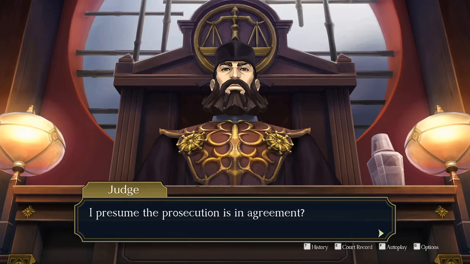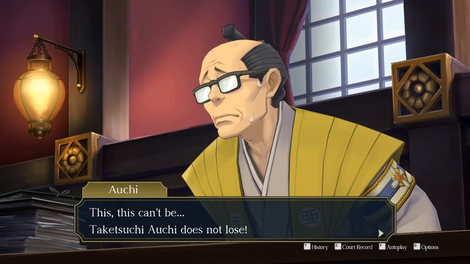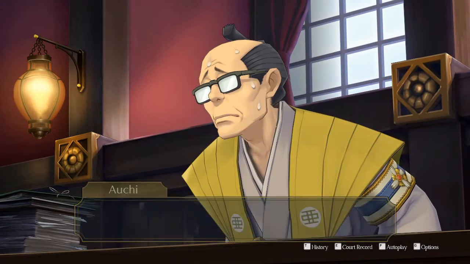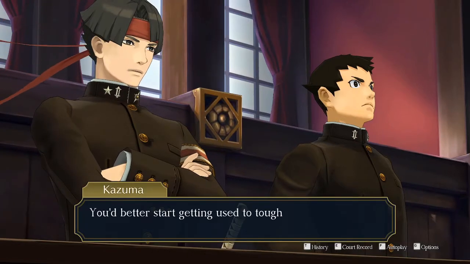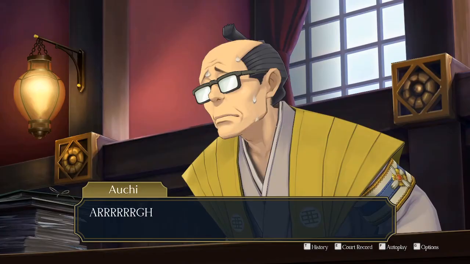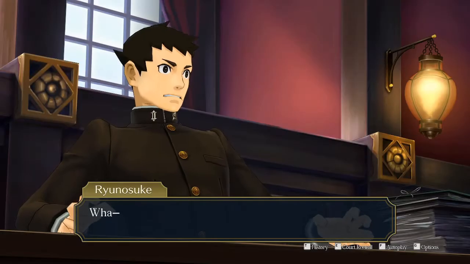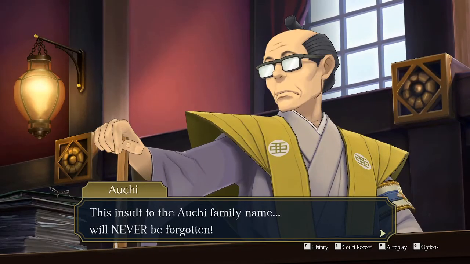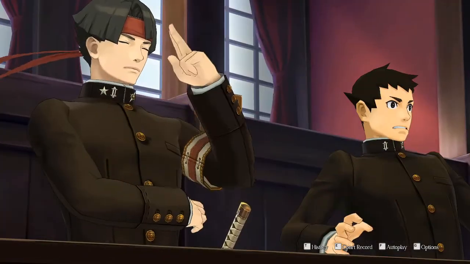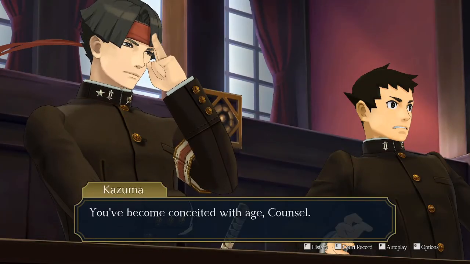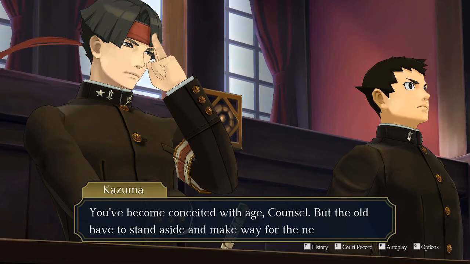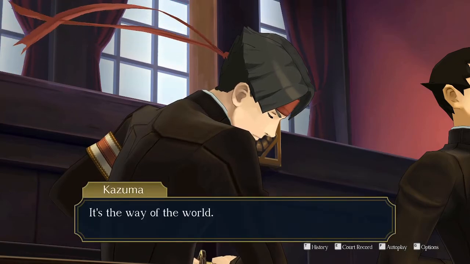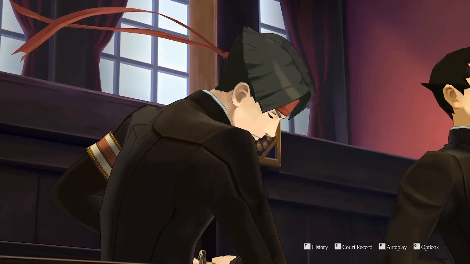I presume the prosecution is in agreement. This can't be. Taketsuji does not lose. Not to the likes of this rookie student. You'd better start getting used to a tougher position. Yonosuke Naruhodo. But yes? This insult to the Aochi family name will never be forgotten. You've become conceited with the age council, but the old have to stand aside and make way for the new. It's the way of the world. May you never forget that.